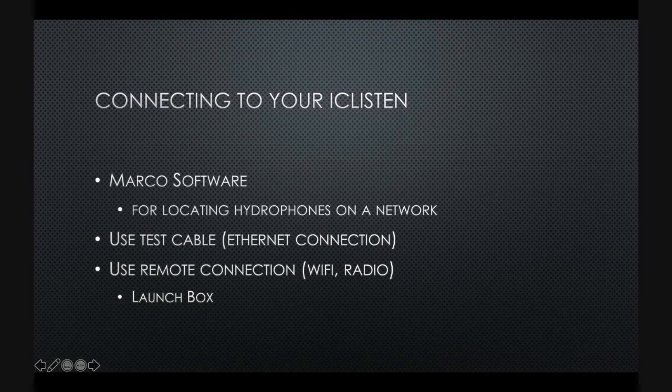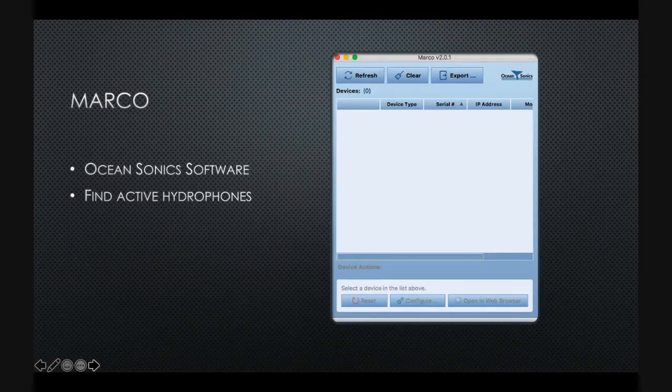So now we're going to talk a little bit about connecting to your icListen. And when I'm finished my presentation, I will walk you through everything. We're going to use Marco software. This is a software created by Oceansonics, and it's used specifically for locating hydrophones on a network. We're going to use a test cable in one of the configurations, and that's an Ethernet connection. And we're also going to use a remote connection, so using Wi-Fi, which you can use for Wi-Fi or radio. So we're going to use a Wi-Fi launch box today.